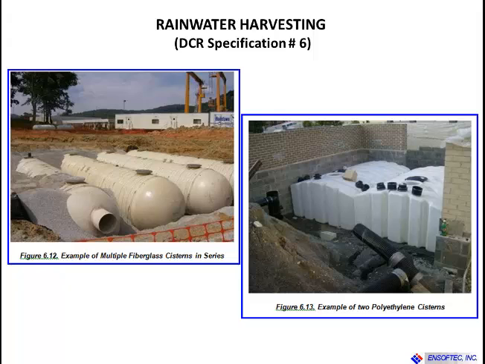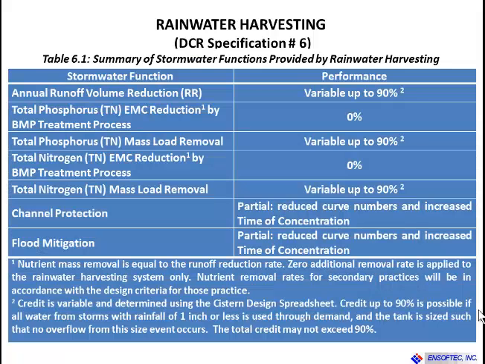The performance, design and installation of rainwater harvesting facilities, their construction and maintenance are outlined in Virginia Department of Conservation and Recreation, or DCR Specification Number 6. The following pictures are from these specifications. Table 6.1 gives a summary of stormwater functions provided by rainwater harvesting. While specially manufactured facilities can provide a higher nutrient removal rate, nutrient removal is generally the same as the runoff reduction credit available for the facility.